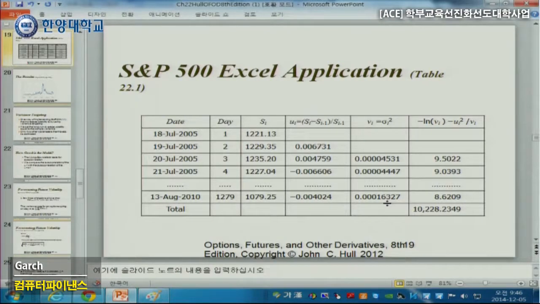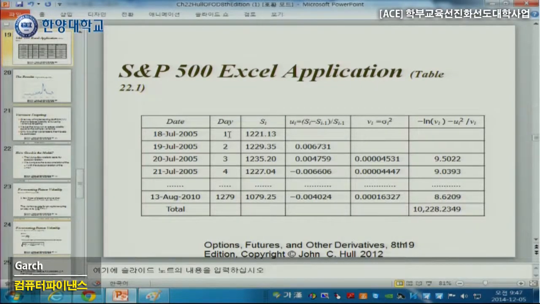But anyway, in this case, there is a simple Excel application, one example. So suppose this is the date, and then day 1, and then we have how many data? We have 1,279 data. We observe data from July 18, year 2005 to 13 August, year 2010. It is daily data, almost 1,300 data.